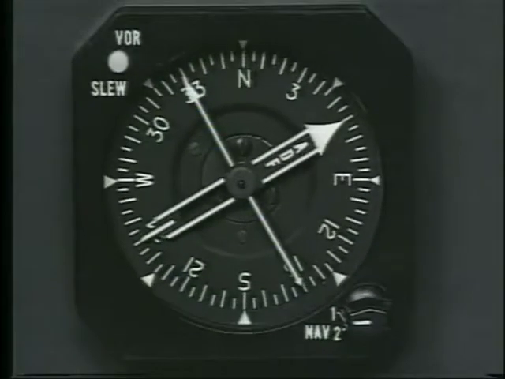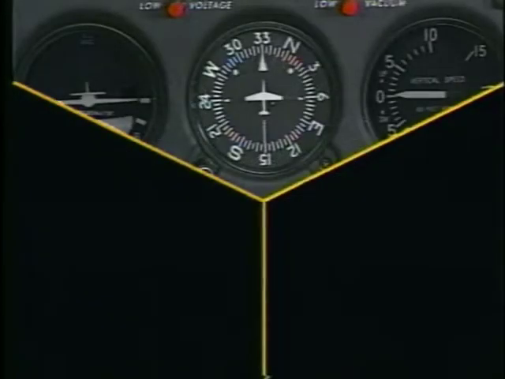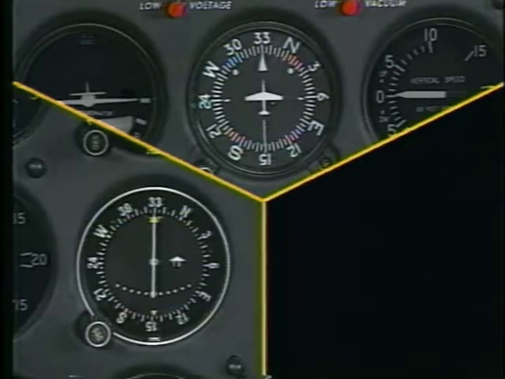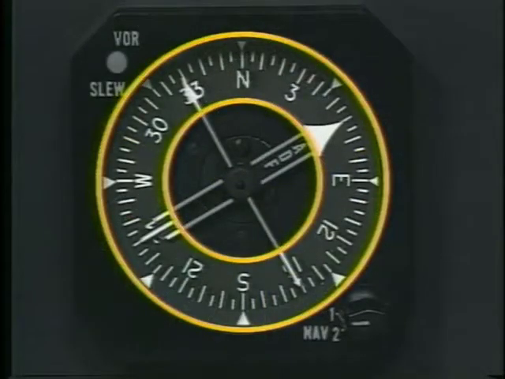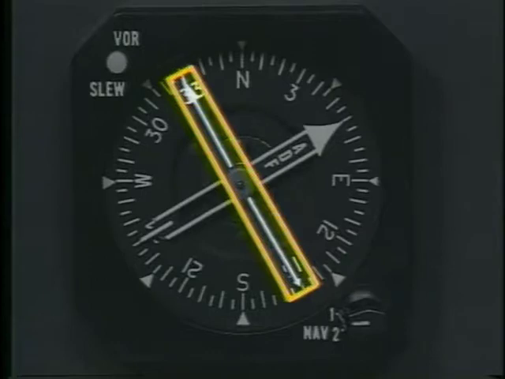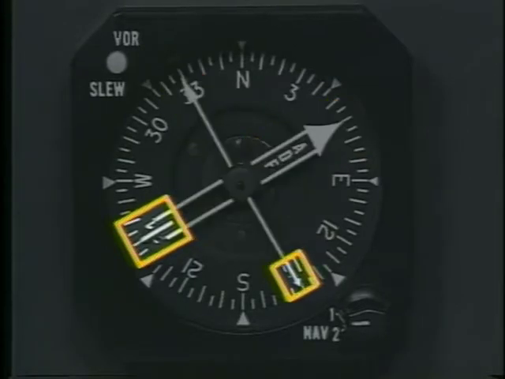Now let's look at another advanced instrument, the radiomagnetic indicator, or RMI. The RMI combines the functions of 3 instruments: the heading indicator, the VOR indicator, and the ADF indicator. The slaved compass card automatically displays your magnetic heading at the top index. Typically, the single needle indicates the magnetic bearing to the VOR station, while the double needle shows the bearing to the NDB. The tail of each needle indicates magnetic bearing from the station.